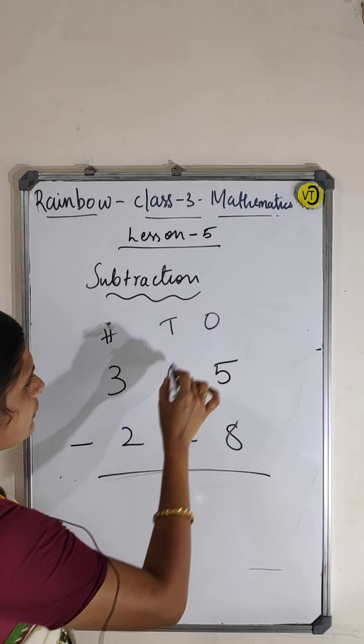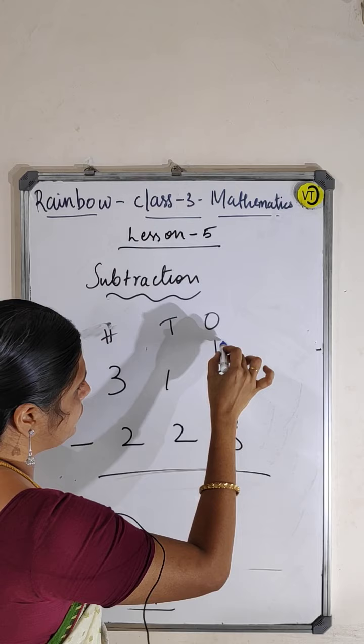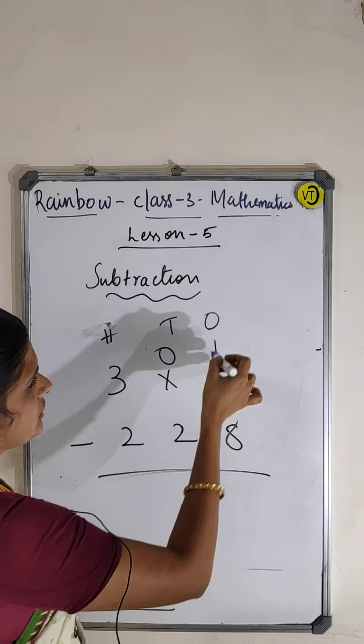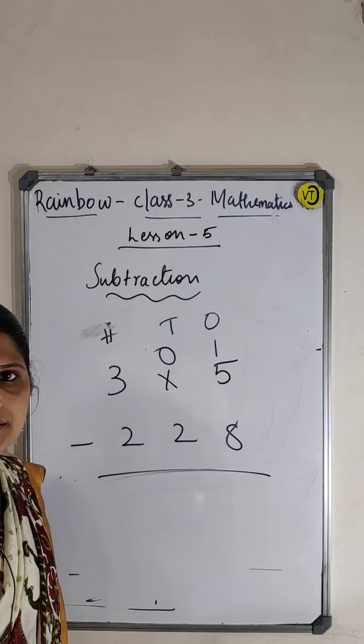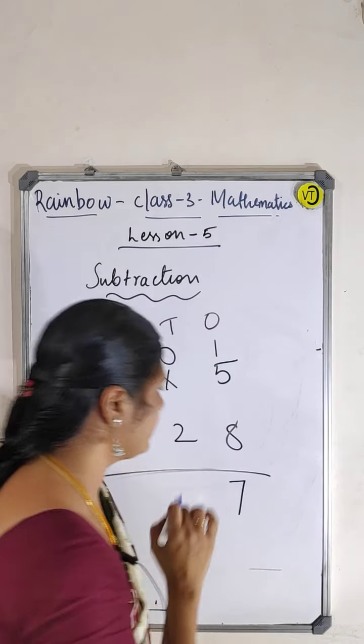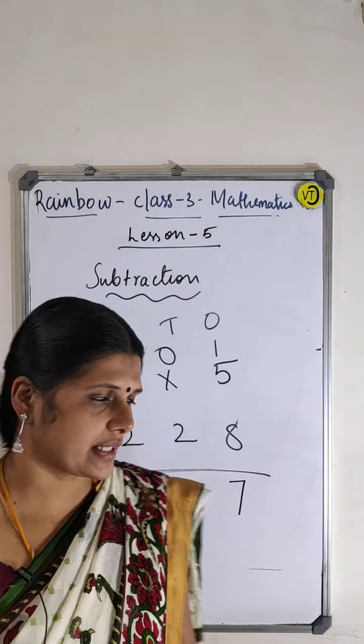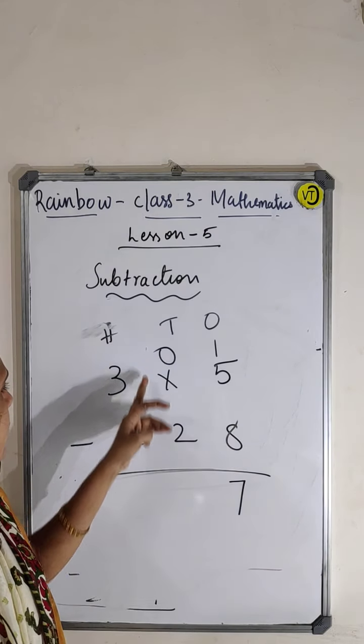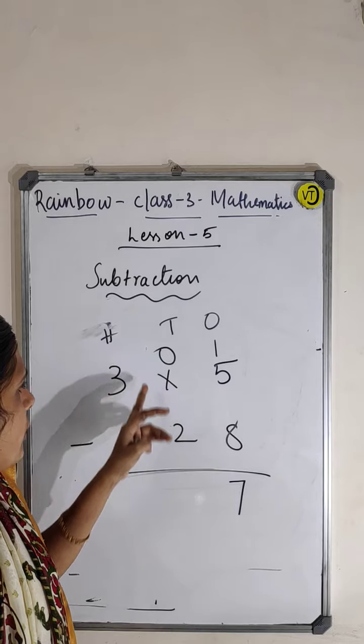Here it becomes 15. Okay, this becomes 0. Right. 15 minus 8 is 7. Again 0 and 2, it will not go.